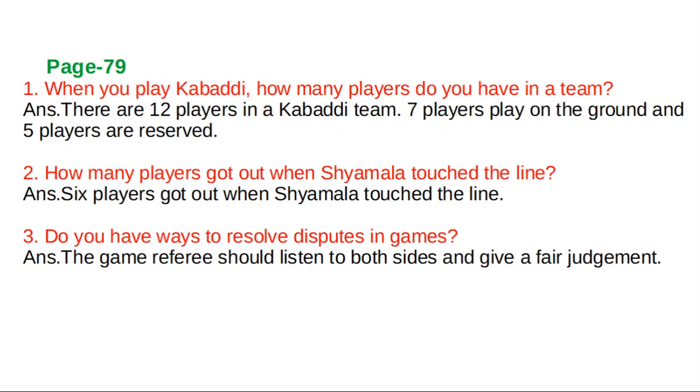Okay, next, the third one. Do you have ways to resolve disputes in games? Yes. Disputes means, for example, "I am in, I am not out." So the opposite team members and the raider also agree. At that time, the game referee, whom we now call the umpire, should listen to both sides and give a fair judgment. They observe, they monitor closely and they give a fair judgment. Okay children.